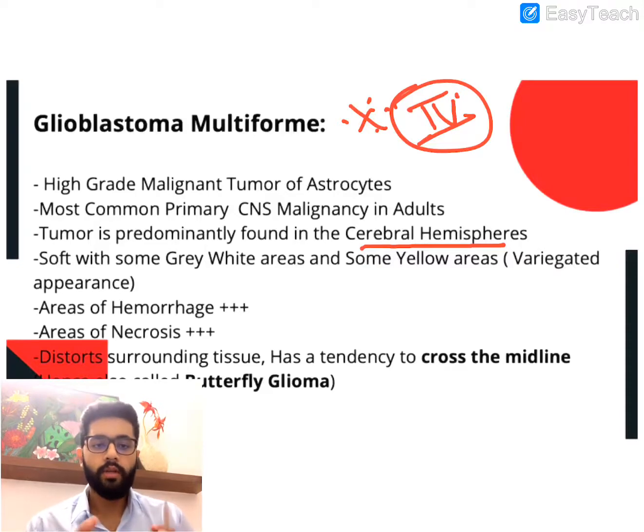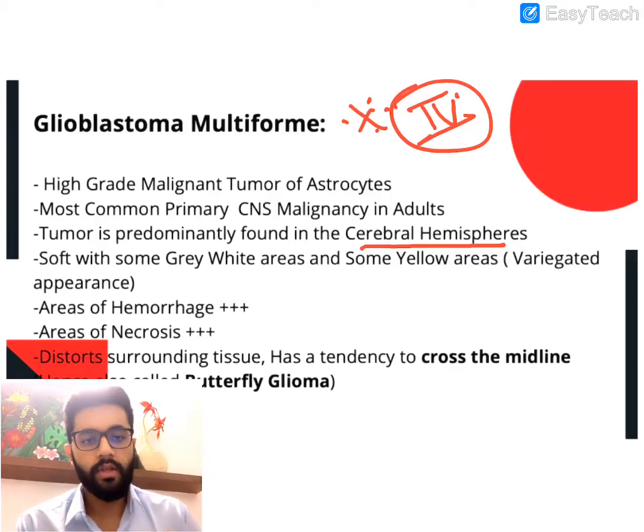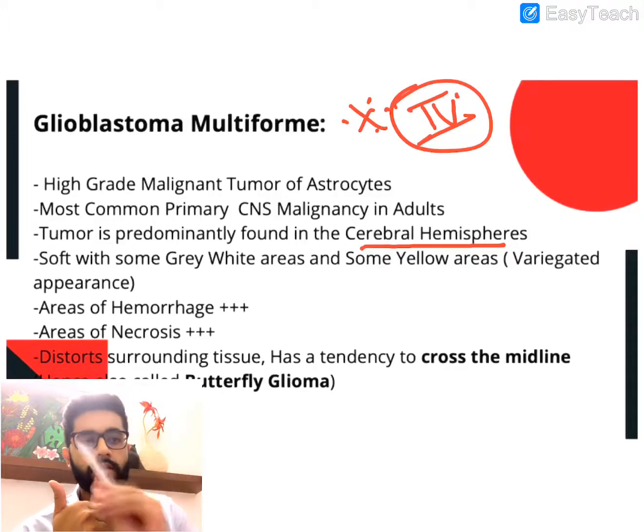So how do these tumors look grossly? So if you look at the brain, what do you see? You need to remember there are 4 things which are important grossly in your glioblastoma multiforme. The first one is that it has a classical variegated appearance. So it has some gray white areas and some yellow areas.